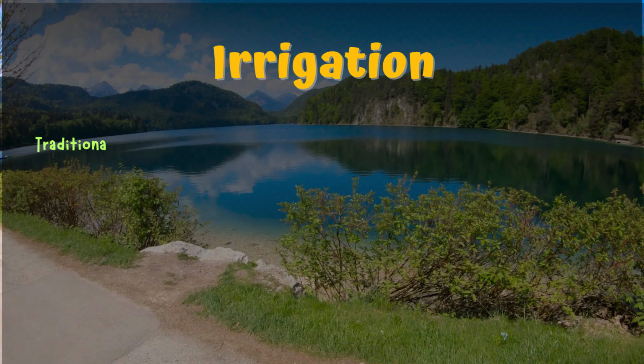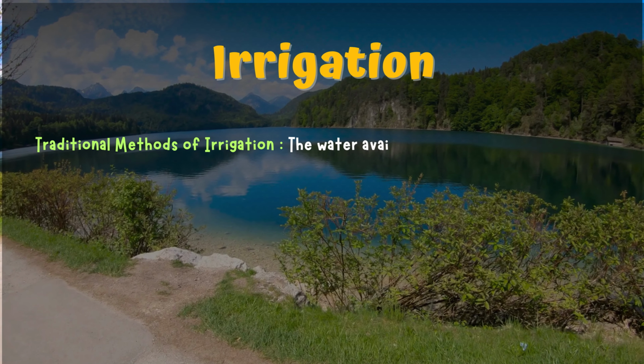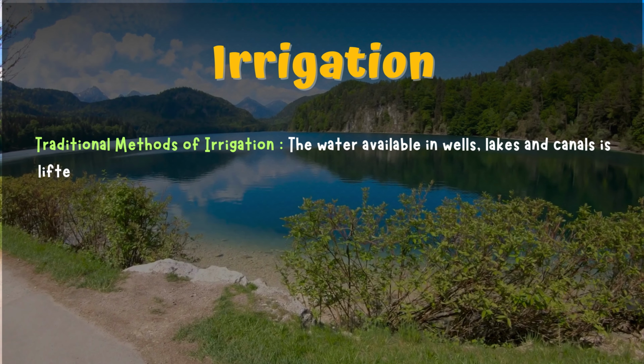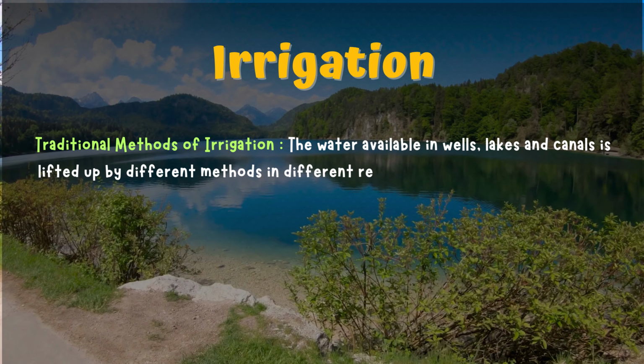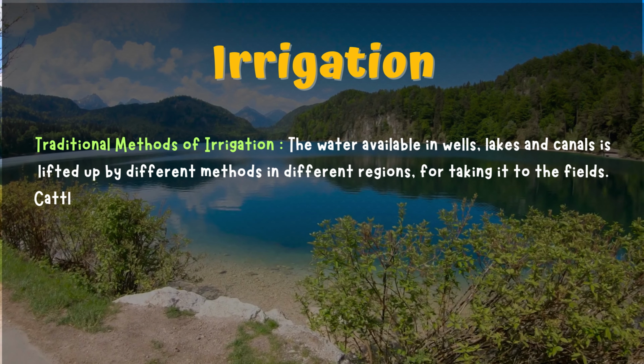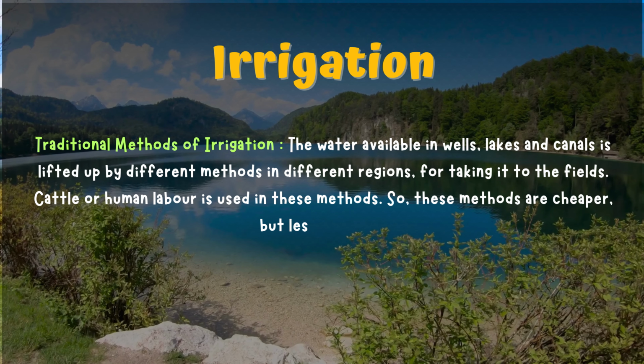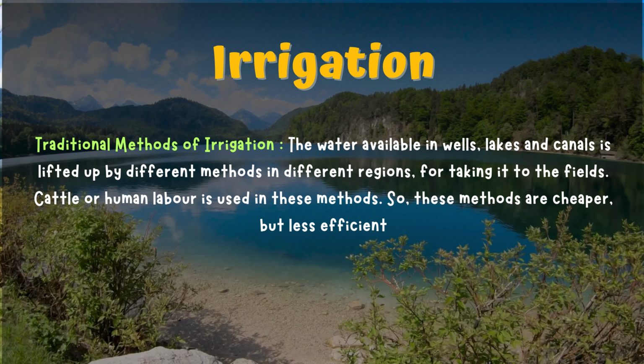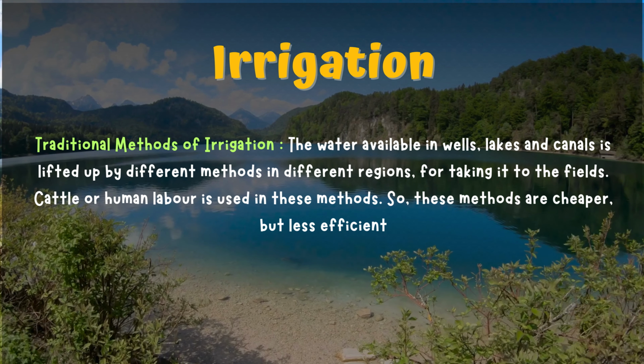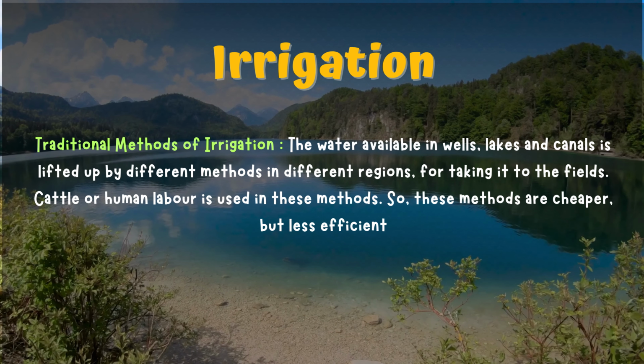Traditional methods of irrigation. The water available in wells, lakes and canals is lifted up by different methods in different regions for taking it to the fields. Cattle or human labor is used in these methods. So these methods are cheaper, but less efficient.